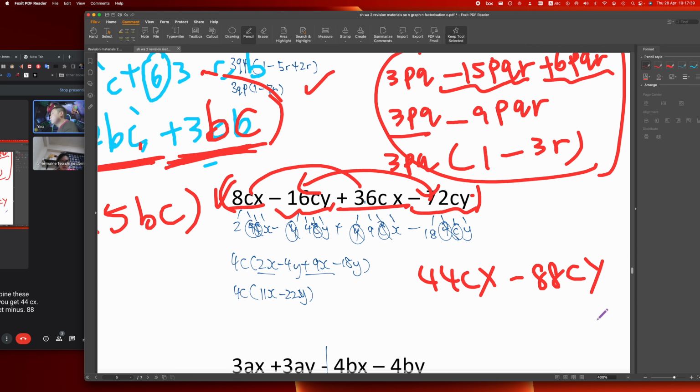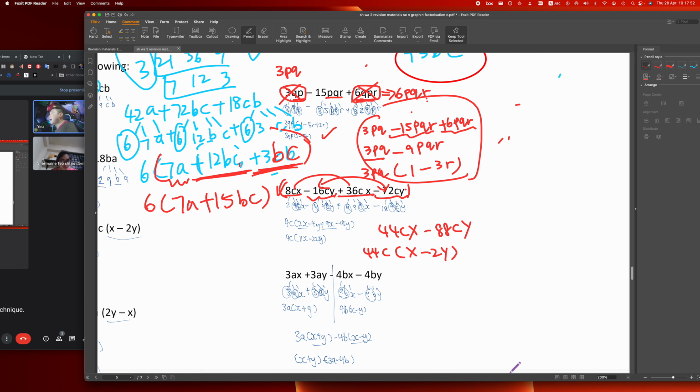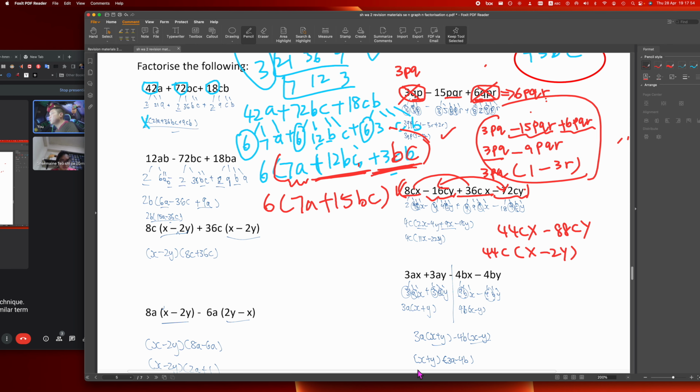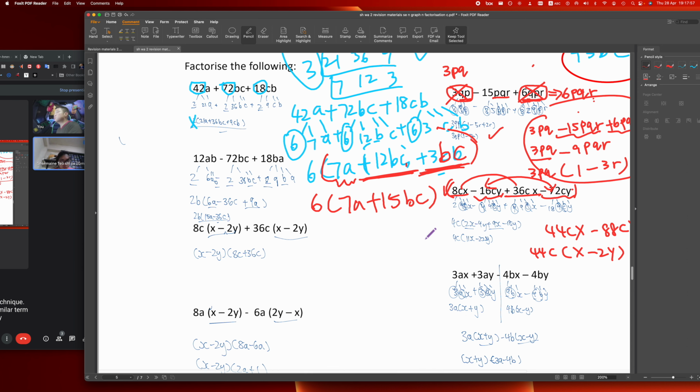Then after that, what is common? 44c is common. So you get x minus 2y. Are you clear? Yeah. Okay? So this is the technique. Combine similar terms first. If they don't look the same, change.